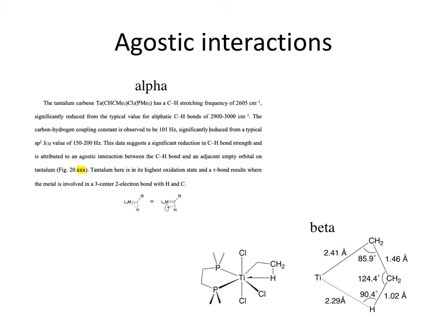But what happens is that the CH stretching frequency drops to 2600 from around 3000 wave numbers. So that CH bond is weakening because this CH bond is donating into the empty orbital on the metal. You can also see this in the CH coupling constant in the carbon NMR spectrum. And so the angle here, this metal carbon hydrogen angle, can be approaching 90 degrees. A beta agostic interaction is shown here in this crystal structure data.